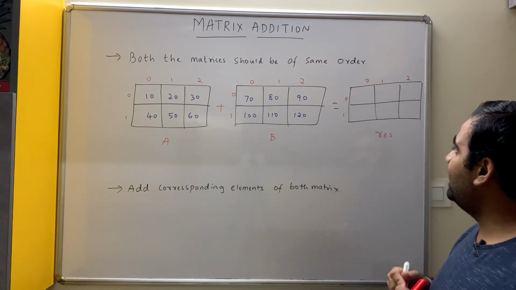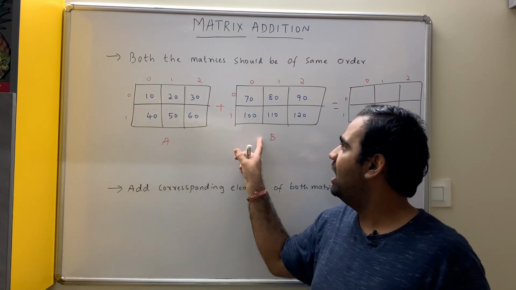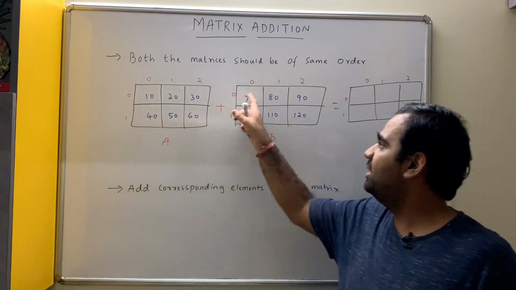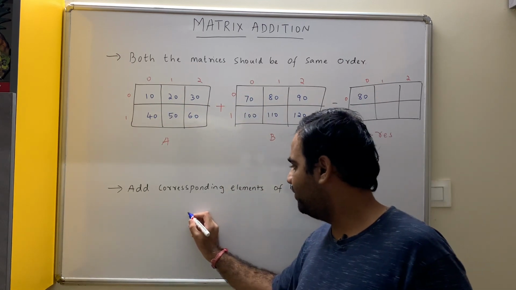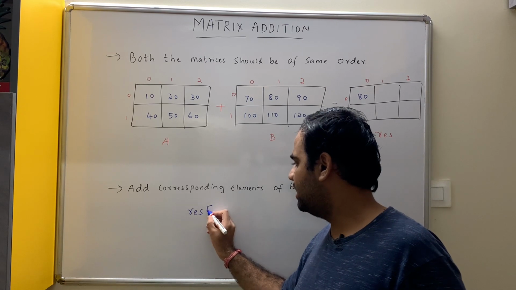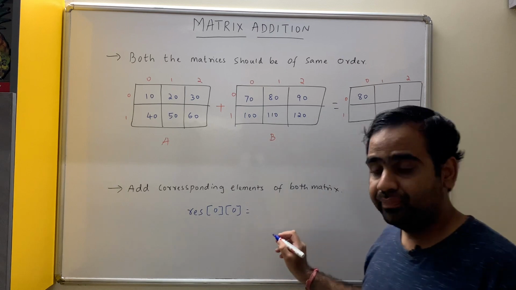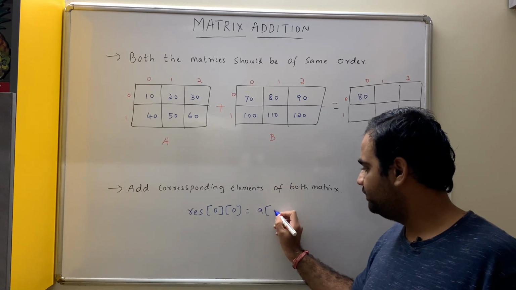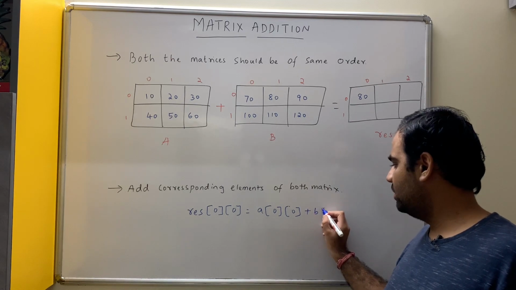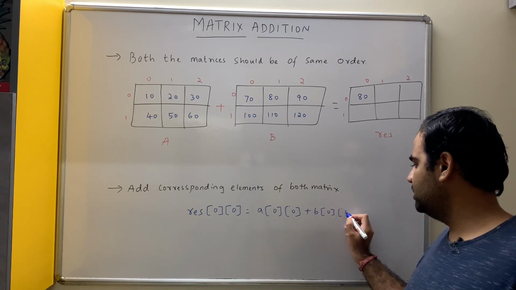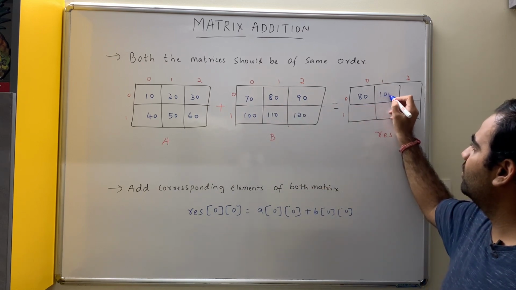Now what we write at resultant of 0 0, we add A of 0 0 and B of 0 0. 10 plus 70 is 80, we write 80 over here. Now what we are doing, we are saying resultant of 0 0 is getting the value of A of 0 0 plus B of 0 0. Next you add 20 plus 80, it is 100. You write it over here.